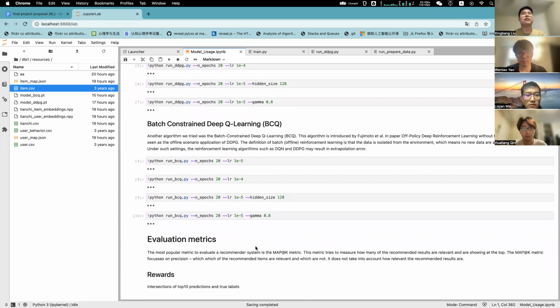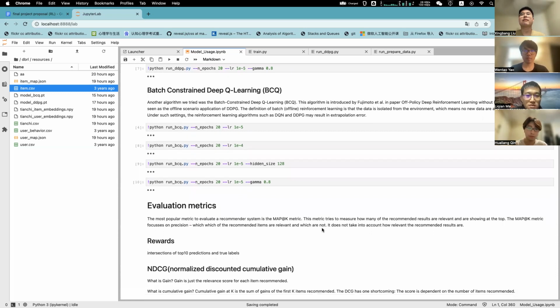The second algorithm we tried is BCQ, batch constrained deep Q learning. This is a quite new algorithm in this area, developed by Fujimoto, and it's an off-policy deep reinforcement learning algorithm. So the advantage here is off-policy. It resolves the extrapolation error of DQN or DDPG. Here we trained this model in a similar setting to DDPG, with variations in learning rate, hidden size, and gamma.